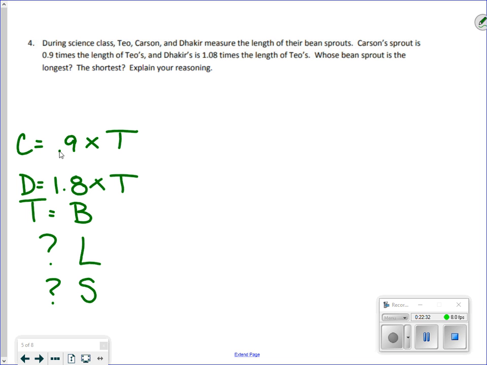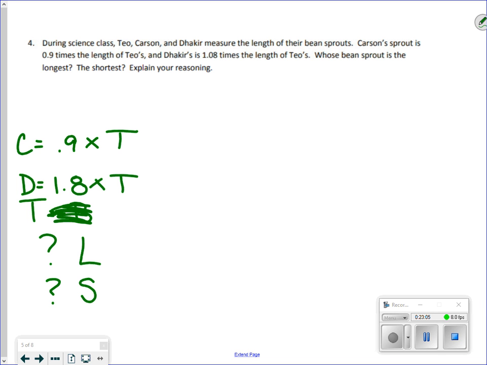I know that Zakir's is 1 8/10 the length of Teo's. I guess I didn't need to put the B because it's 1 to T. Whose is the longest? Not Teo. How do you know it would be Zakir? Because he is like 1 8/10 times.